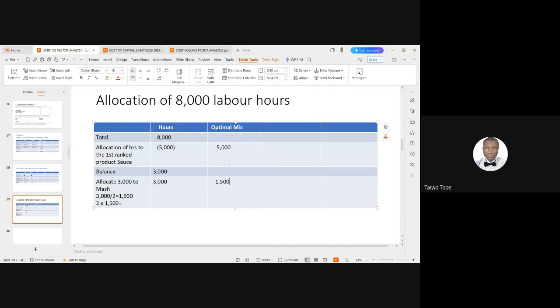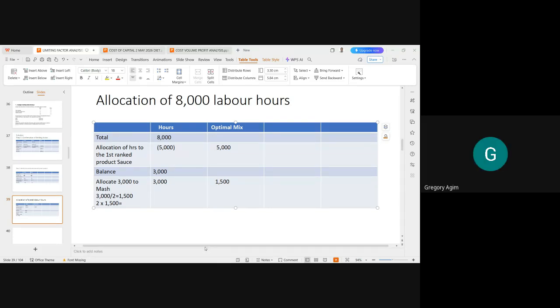Any question? I don't understand this last allocation, the allocation of this 3,000. So the balance we have left when you allocate the first one is what, sir? It is 3,000. So the next product you are supposed to produce is what?